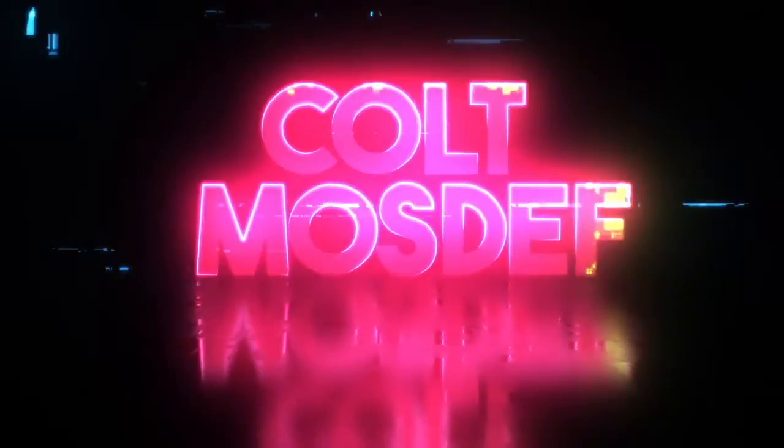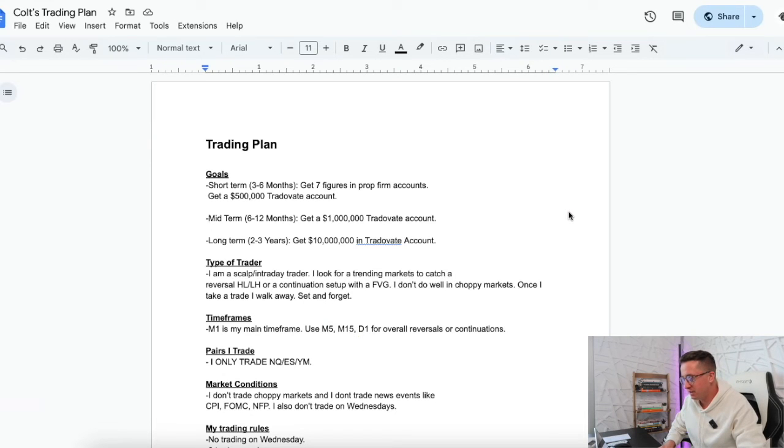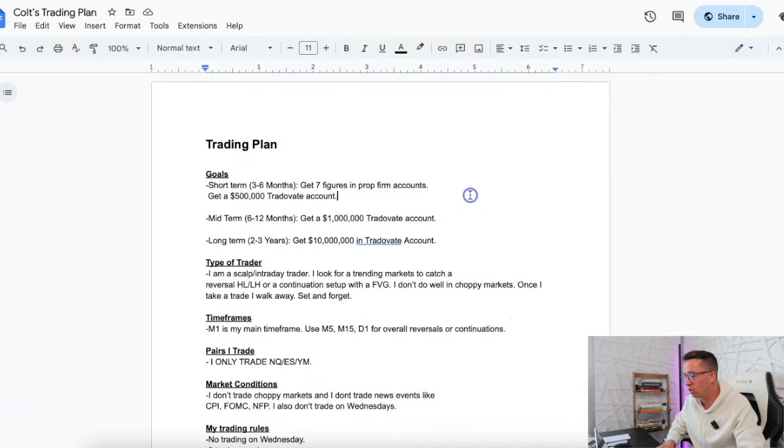Now, without further ado, let's get on my computer. So this right here is my trading plan, and I did put the document for you guys to view and copy in the description. So if you guys go to my document, you can actually just copy the whole thing, and then you can open up a new drive folder and you can print it out, or you could paste it on your screen.